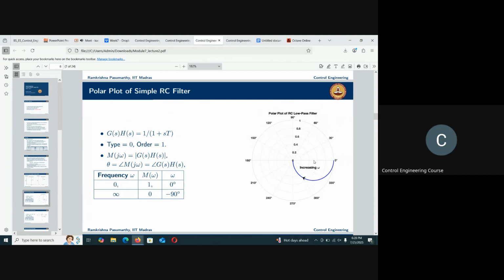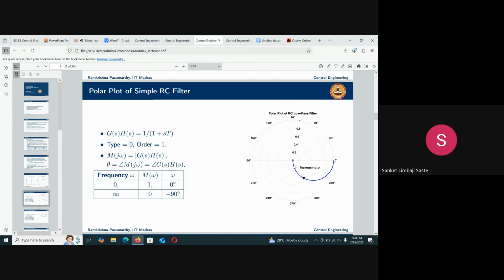So here the magnitude is shown by circles. The radius of the circle, the distance from the origin, is the magnitude for a complex number. As omega increases, it goes into smaller and smaller circles. Eventually, it touches the origin tangentially to the minus 90 degree line, the vertical 270 degree line, same as minus 90. Got it?